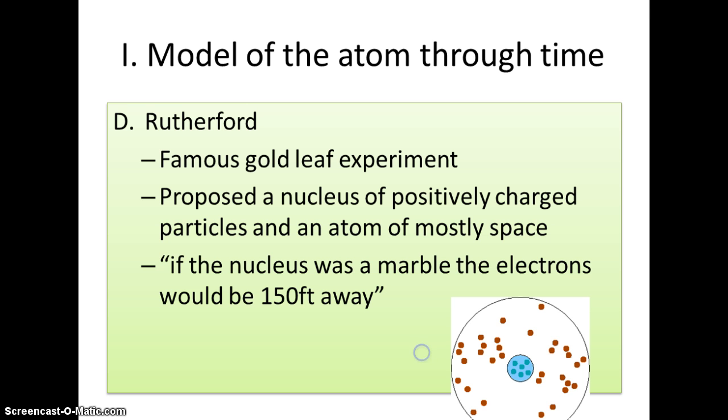So he believed that in the center of the atom was the nucleus with positively charged particles, and then outside were the electrons. The electrons were negatively charged, and those were outside. Remember, J.J. Thomson's the one that discovered the electrons. Rutherford just put those outside the nucleus.